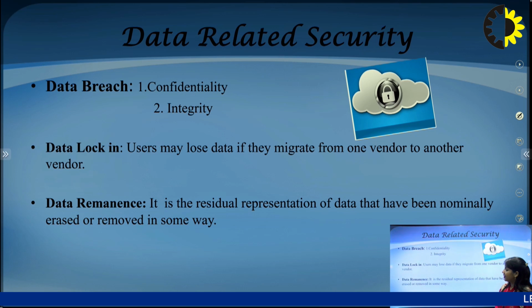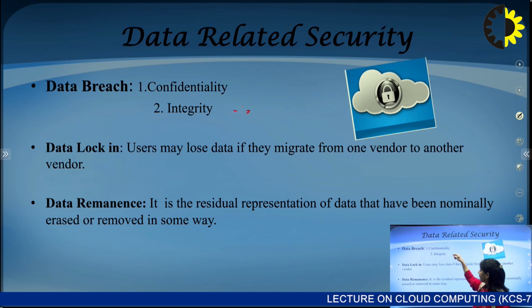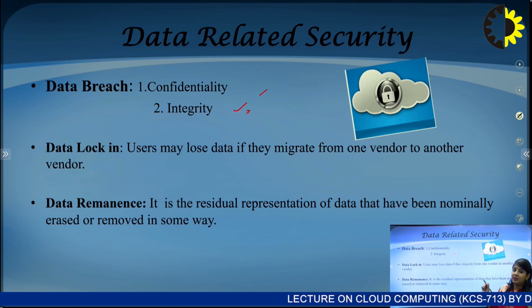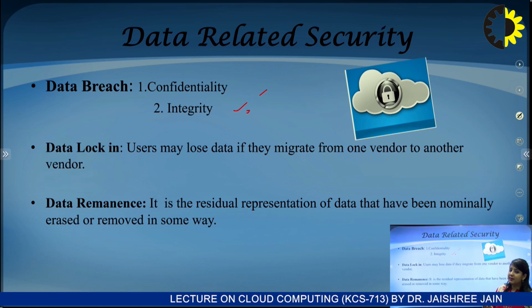So what are the security issues? The first issue is the data related issue. What is the data related issue? First is data breach. The issue is confidentiality and integrity. So we have to ensure these methods when we deploy the cloud services, and we have to maintain these conditions also.